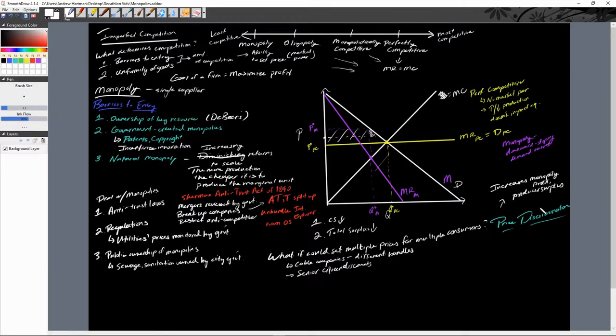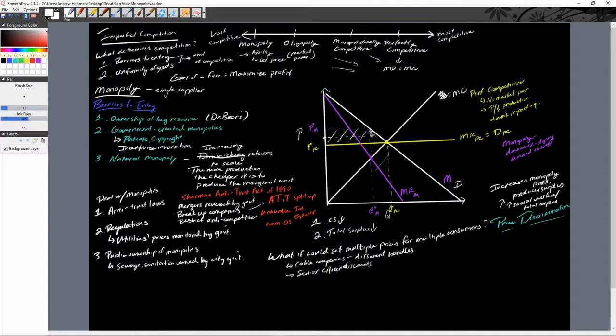Okay. So it does increase social welfare, total surplus, on the whole. But almost all of that extra surplus is going to the producer, right? So it's not necessarily benefiting consumers anymore. Okay. And I think that's about it for monopolies.